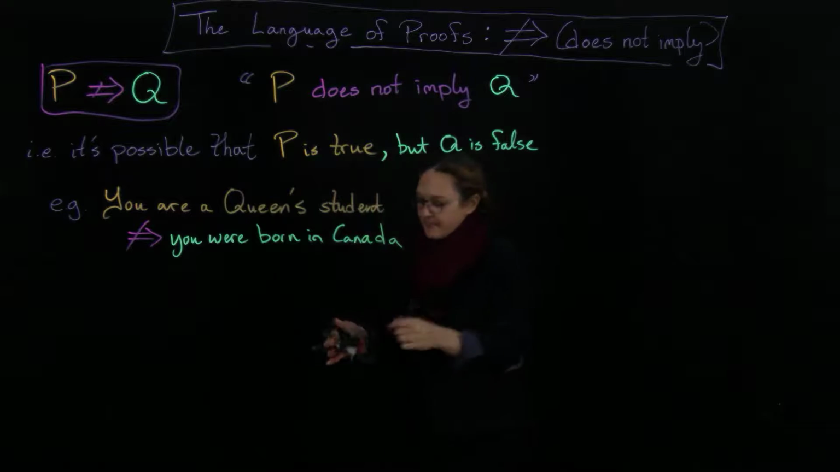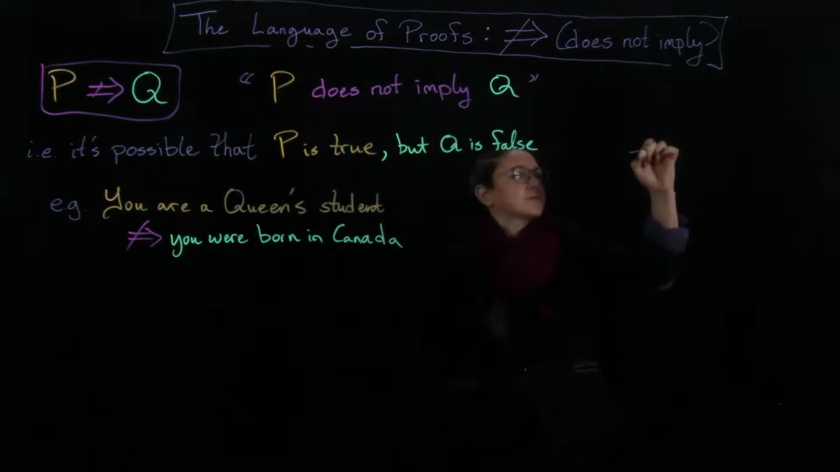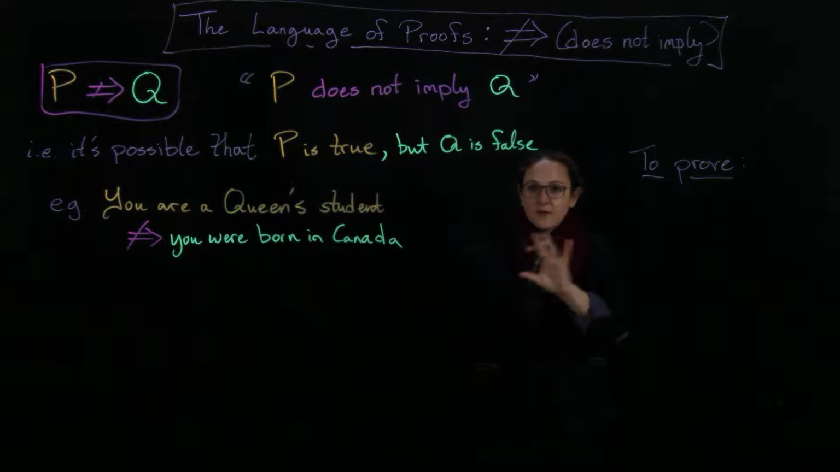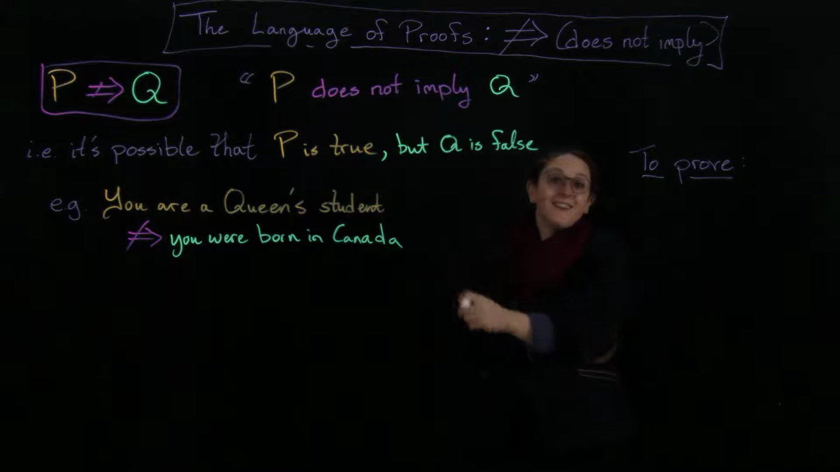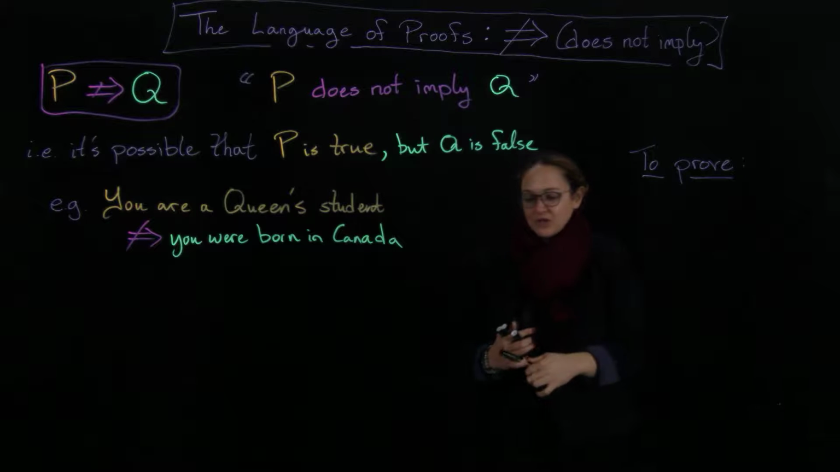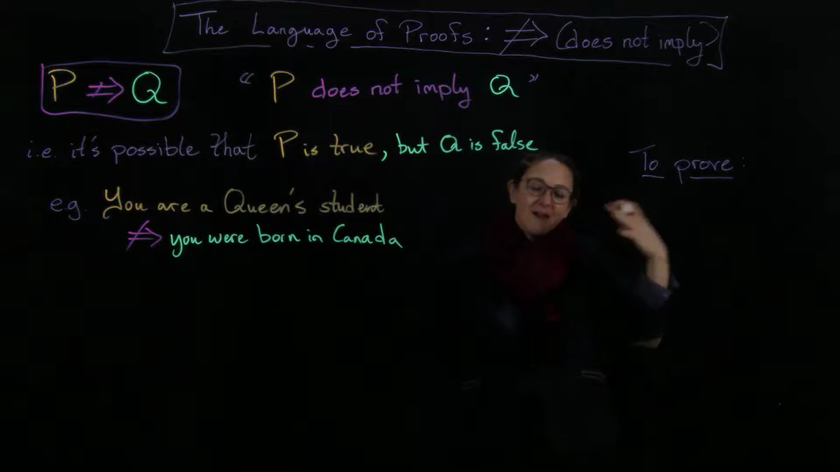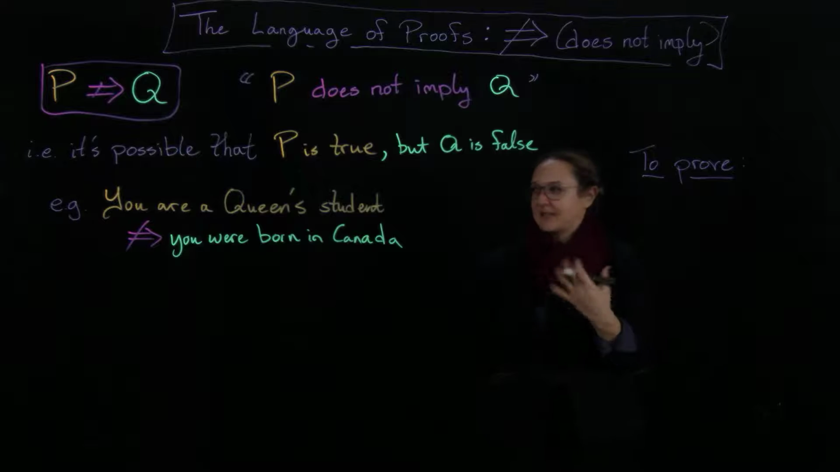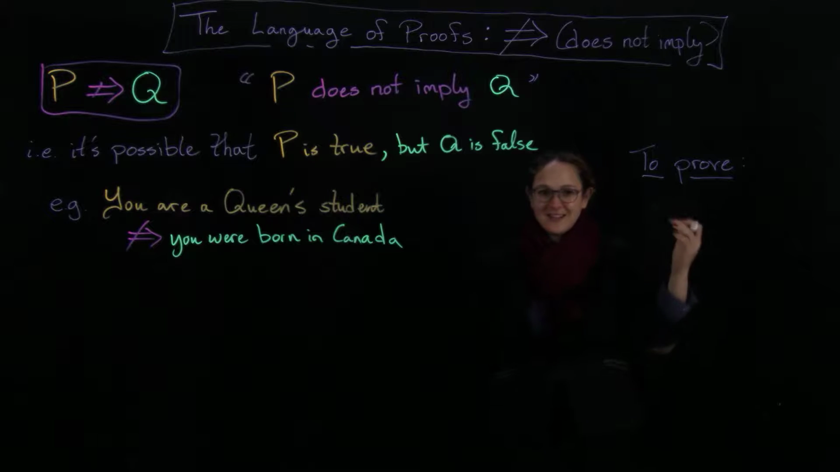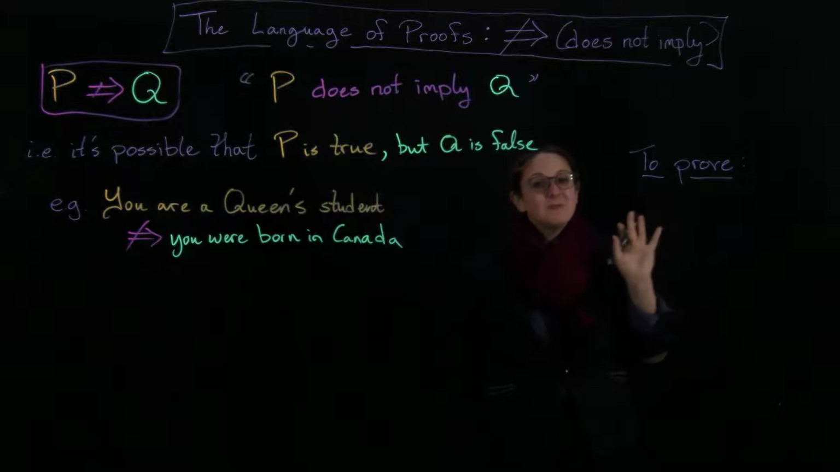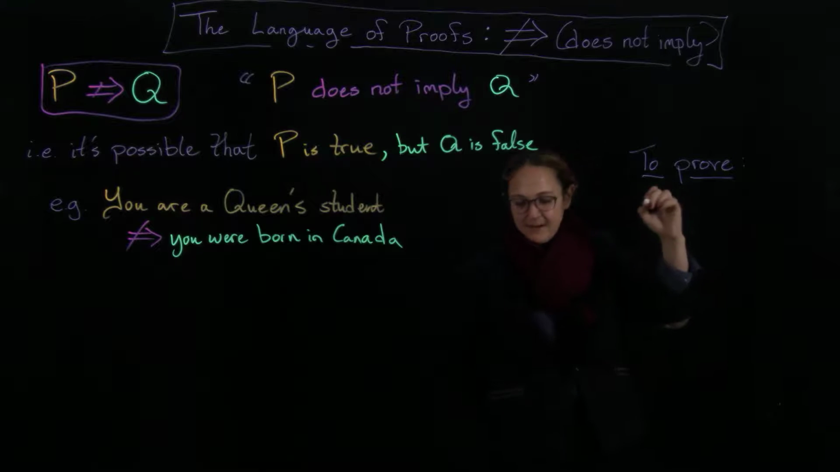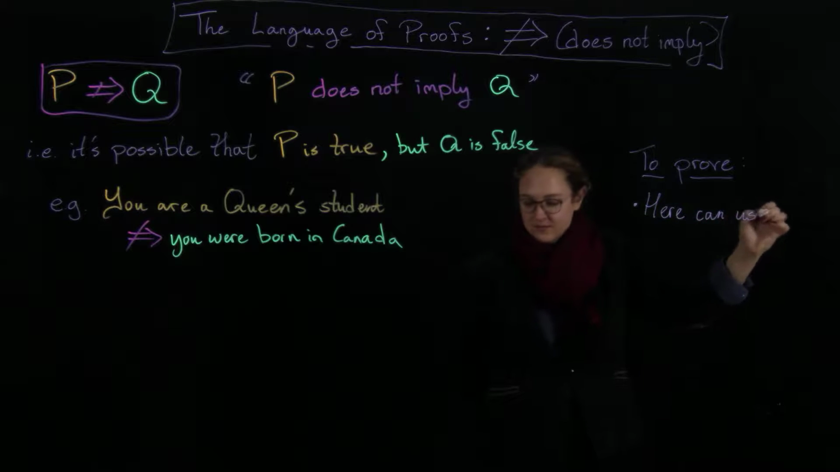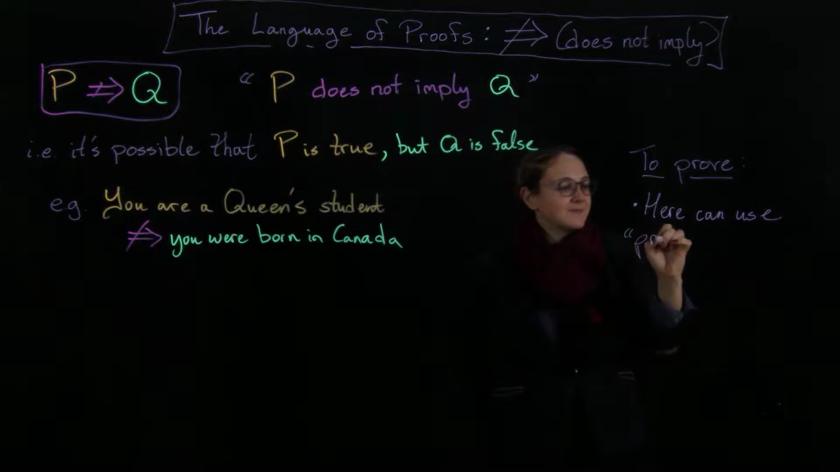So, to prove that it does not imply statement, we can just use proof by counterexample. What people always want to use when they're not supposed to, but this is a circumstance where it is a way to prove it. You can just state an example, like a counterexample to this, okay? Here you can use proof by counterexample.